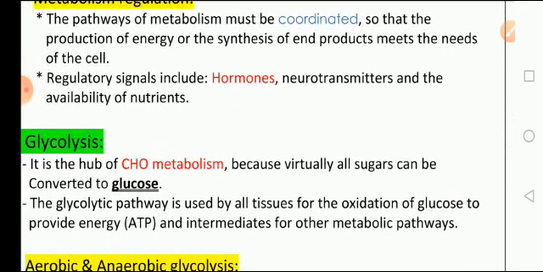For example, the contraction of your muscle needs ATP. If this ATP is depleted, the muscle cannot contract. Glucose regulation in the blood needs insulin. If insulin is depleted, or I have insulin deficiency, which is a hormone, by the way, blood glucose level will not be maintained. So these regulatory signals are very important.